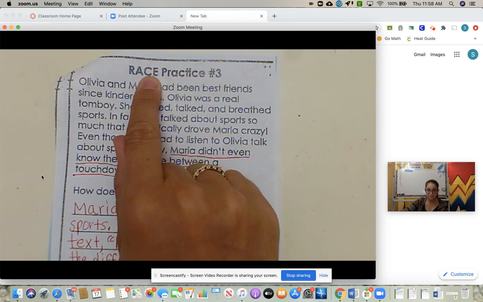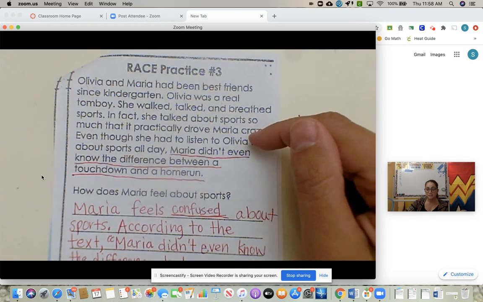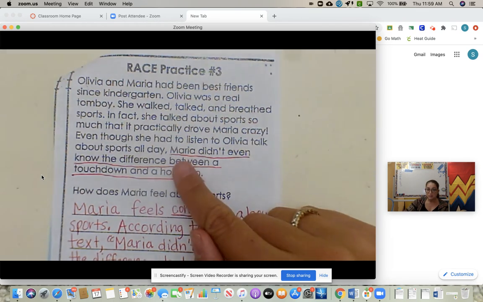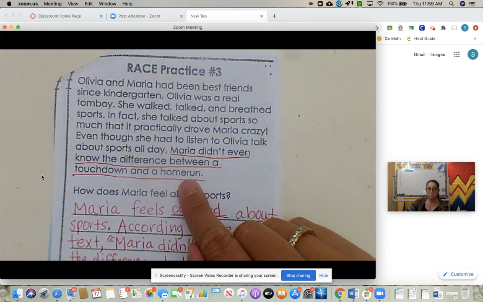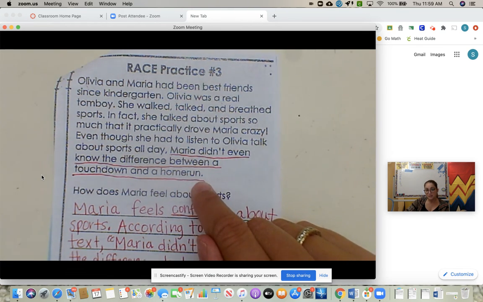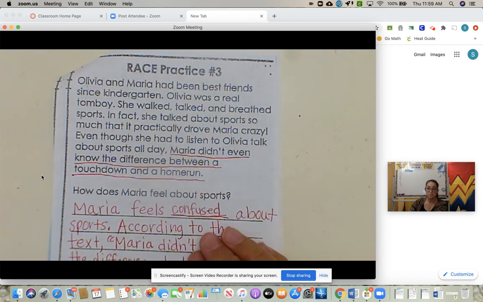We cite evidence. And how do we know she was confused? Where in the passage does it say that? Well, right here, Maria didn't even know the difference between a touchdown and a home run. That tells me she was confused. If you don't know the difference, you don't know much about sports. So we underlined that in the text, and that is what we used for our citing with our quotation marks.